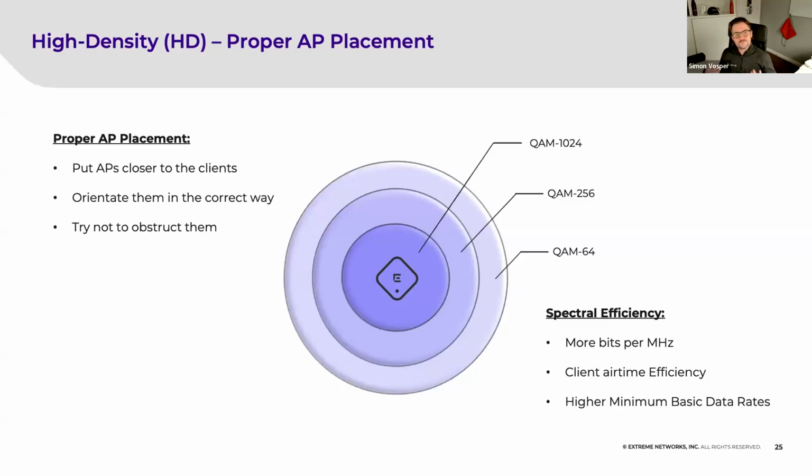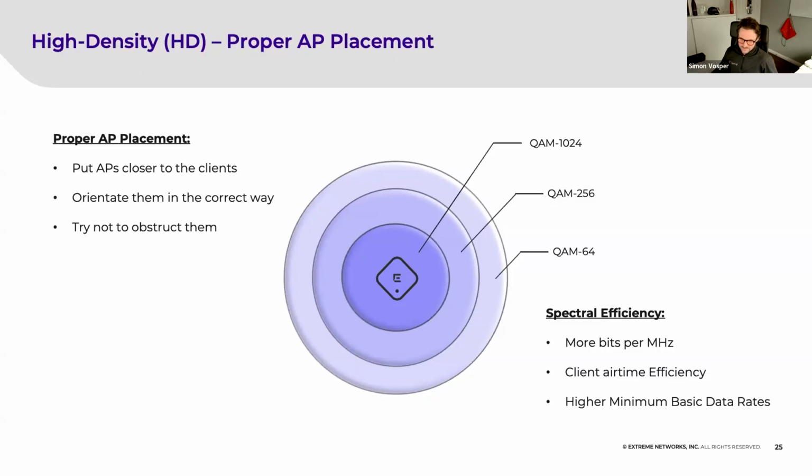Put the APs as close to the clients as you possibly can. Orientate them in the correct way. Now, I'm not saying they have to be horizontal. I'm not saying they have to be vertical, but do it in the way that you surveyed for. Do it in the way that is sensible to get the best coverage and the best data rates for your clients. Try not to obstruct them. Yes, Wi-Fi is magic. It goes through things. It goes through walls. That's the beauty of it. But let's not make it go through things if it doesn't have to, because it works better if it isn't. So try not to obstruct them.